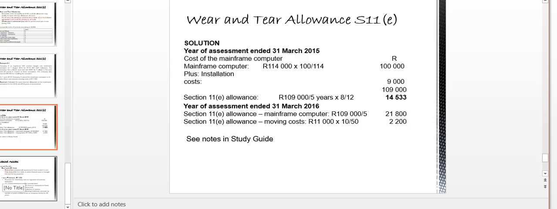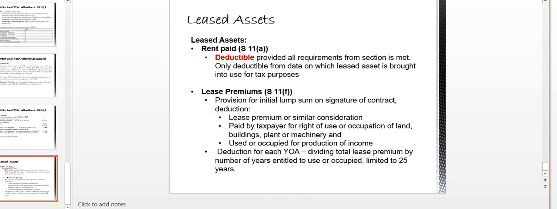Okay, so just go through that question in your study guide again to understand that. Okay, and finally what we have is lease assets. So in lease assets, in rent paid, that's Section 11A, the rent paid on a lease asset is deductible provided that all requirements from the section are met. So it's only deductible from the date on which the lease asset is brought into use for tax purposes. Okay, so if you pay rent on a lease asset, then that is deductible.